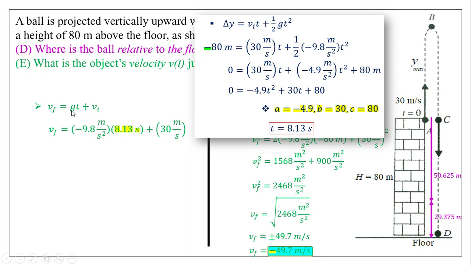Okay. So again, g is given to us: negative 9.8. The total time that it takes to hit the ground is 8.13. My Vi here is 30 because I'm using the total time, from 0 seconds all the way to the floor. If we simplify this, we get negative 79.674 meters per second plus 30. And as you can see, the answer is negative 49.7, which is the same as what we got there.